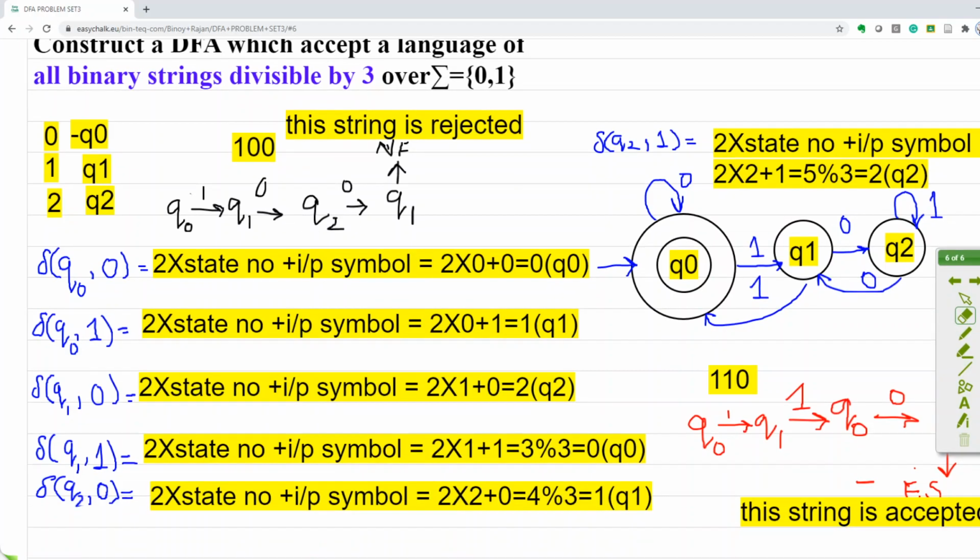So 110 is the binary string of 6, so it is accepted by the machine. If it is 100, that is binary 4, so it will not be accepted by the machine.